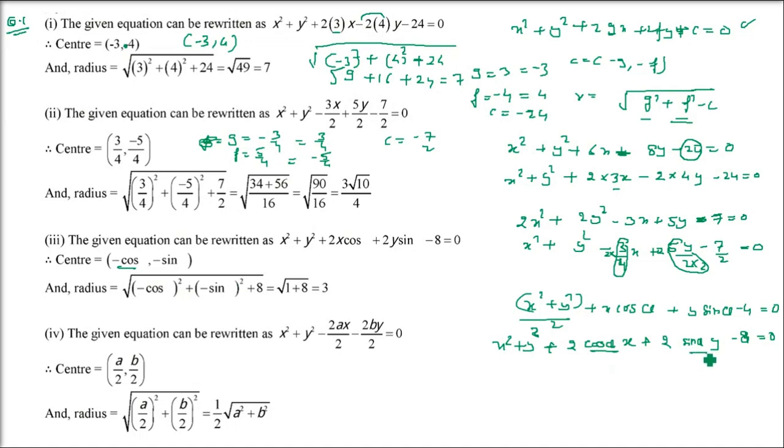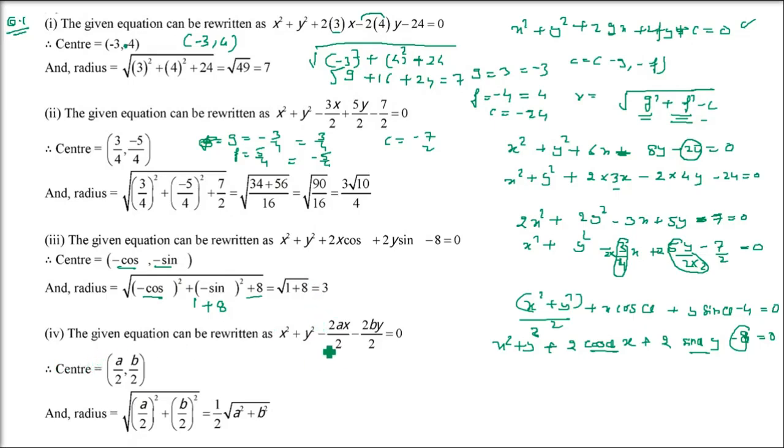You get f as cos theta, g as sin theta. We have to find minus g and minus f, not g and f. Square root of g square plus f square minus c gives minus cos whole square theta minus sin whole square theta, and because c is minus 8, minus c will be minus of minus 8, that is plus 8. I hope you got the idea. Cos square theta plus sin square theta is 1, under root 9, you get 3.